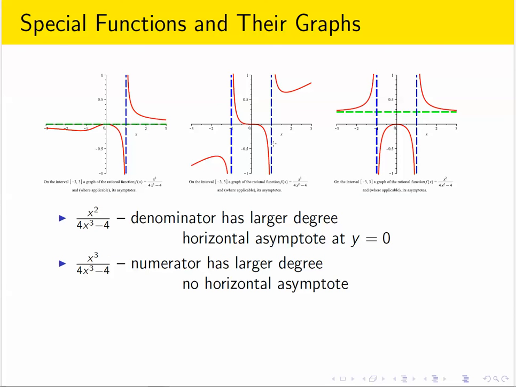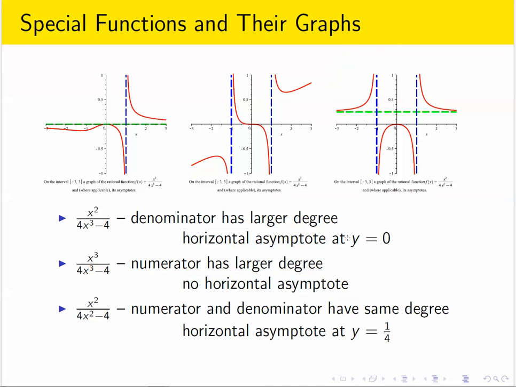The second example, x cubed over x squared minus 4. Sorry, that's actually over x squared minus 4. Now the numerator has a larger degree. When it has a larger degree in the numerator, there's no horizontal asymptote. And we can see in this picture there's no horizontal asymptote. The graph's not getting closer to any horizontal lines here. For example, this keeps going up, this keeps going down.